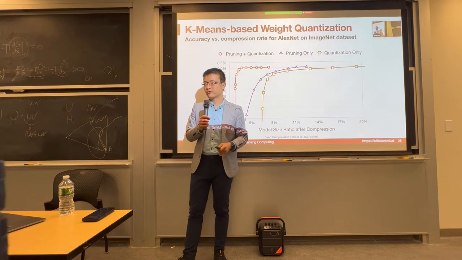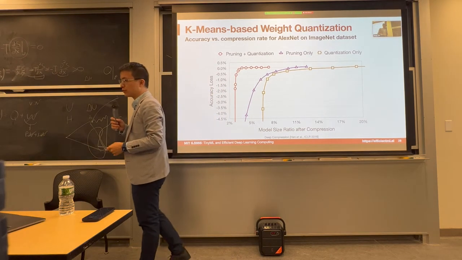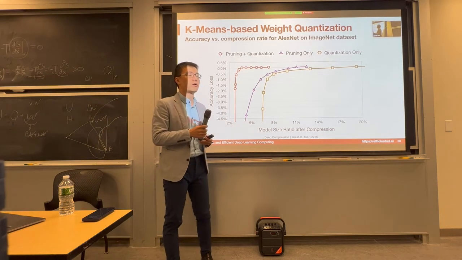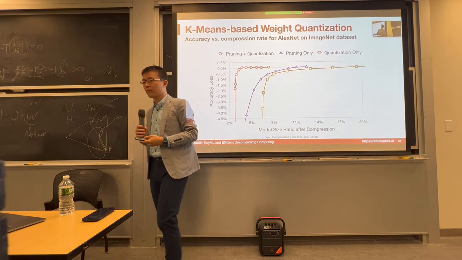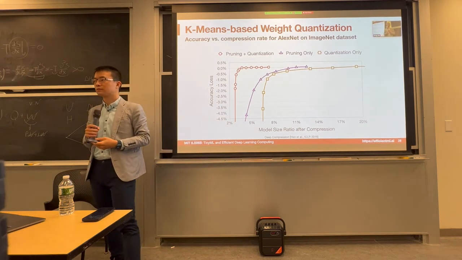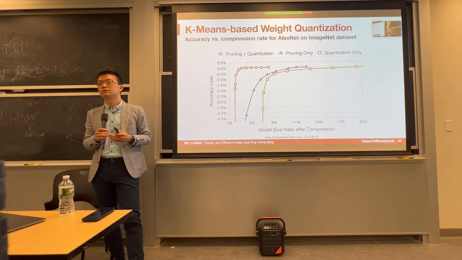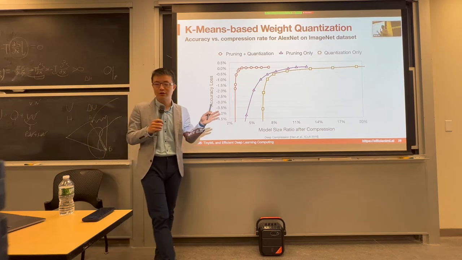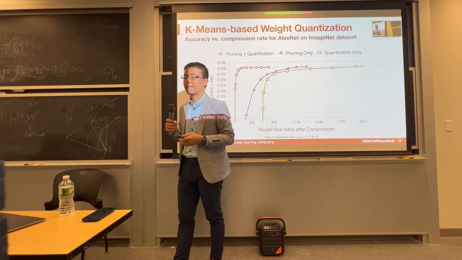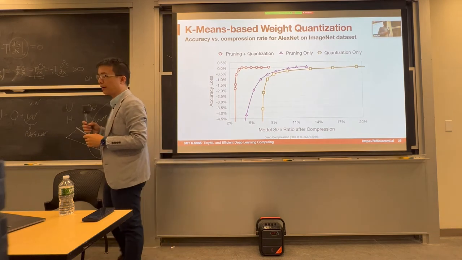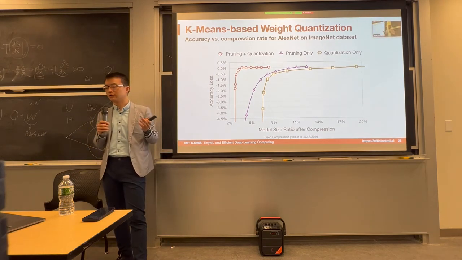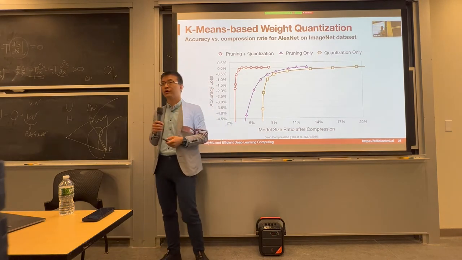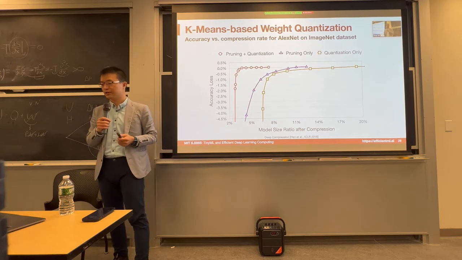Should we do pruning first and then quantization, or should we do quantization first and then do pruning? First, you want to reduce the number of weights, and then you reduce the number of bits per weight. Each weight will have fewer bits, and you have fewer parameters. These are orthogonal techniques.